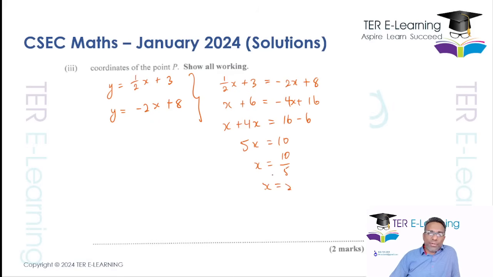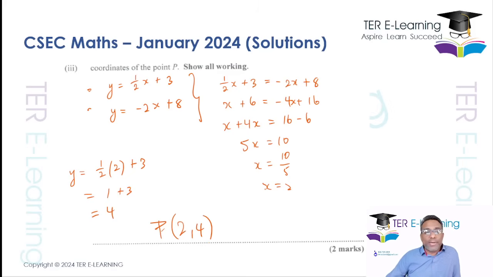So we figured out what x is. Now you need to figure out y. So you can plug that into any one of these equations here. So if you plug it into the first equation, it's going to be y is equal to a half multiplied by 2 plus 3. Half of 2 is 1, plus 3. And you're going to get 4. So they want you to find the coordinates of P. So therefore, this is going to be 2, 4. Right? Those are the coordinates of P.